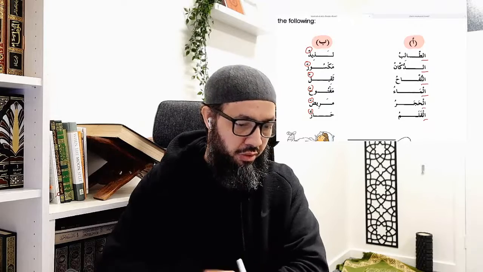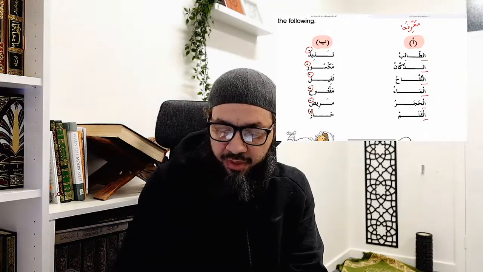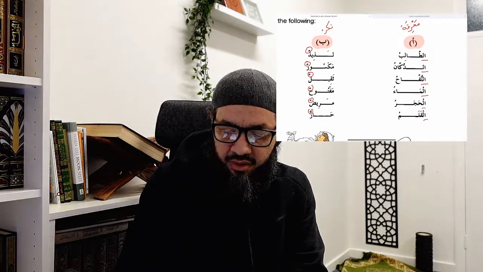You say baytun, a house, i.e. any house. You haven't specified it. But you say al-baytu, you've specified the house. When you say al-baytu, you specified the house. So the difference between column 1 is known in Arabic as, this is ma'rifa, before we go on to speak about it as a sentence, ma'rifa, and this is nakira.